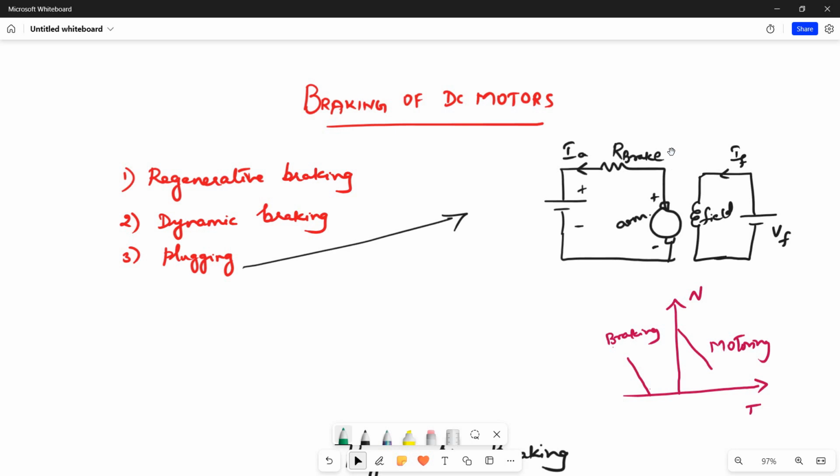So, whenever plugging is required, the supply voltage is reversed so as to reverse the armature current, and the armature is also connected with a series resistance to limit the current.